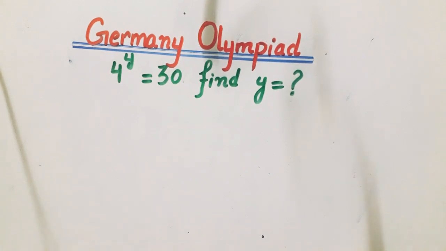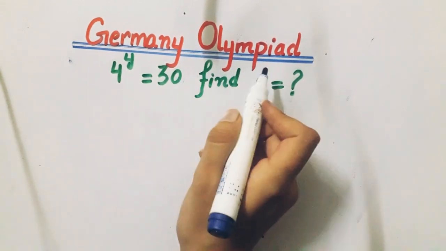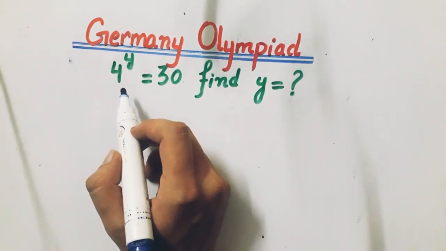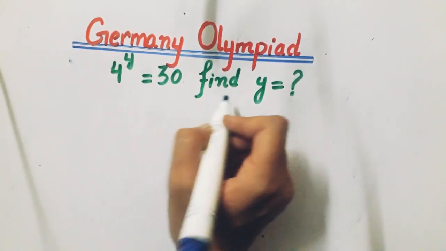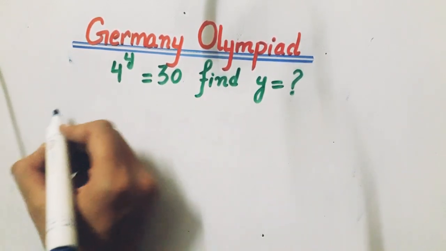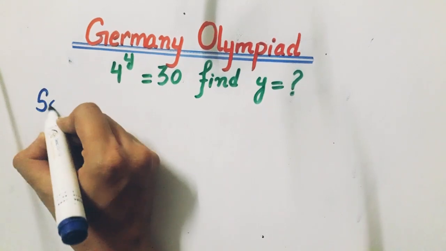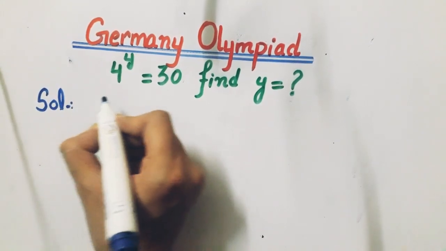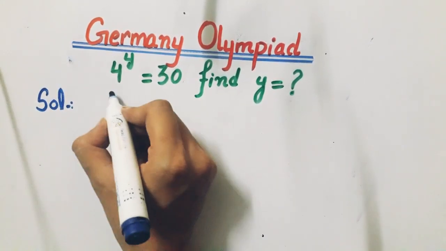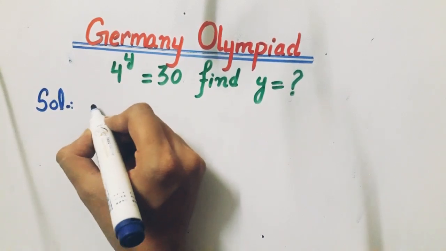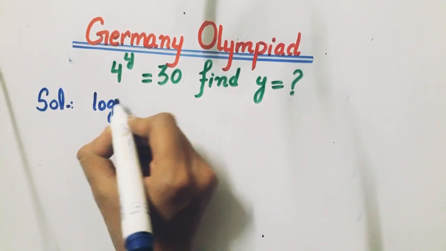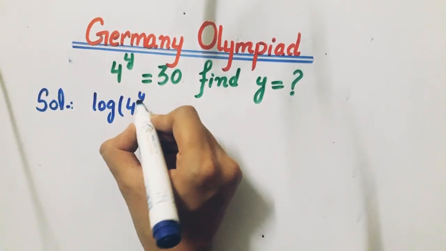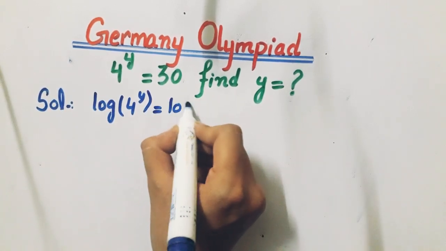Today we will solve the most important Germany Olympiad math problem, that is 4 raised to power y equals 30. Find the value of y. We will solve this question in a very easy and simple way by applying the log. So apply log on both sides. Log 4 raised to power y equals log 30.